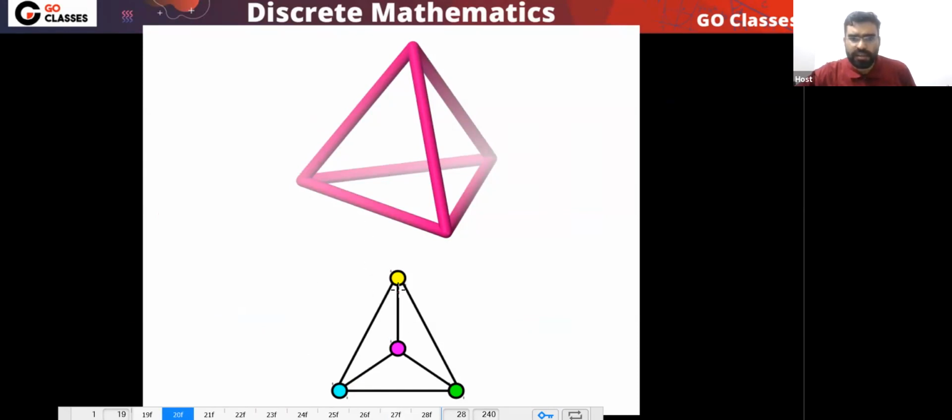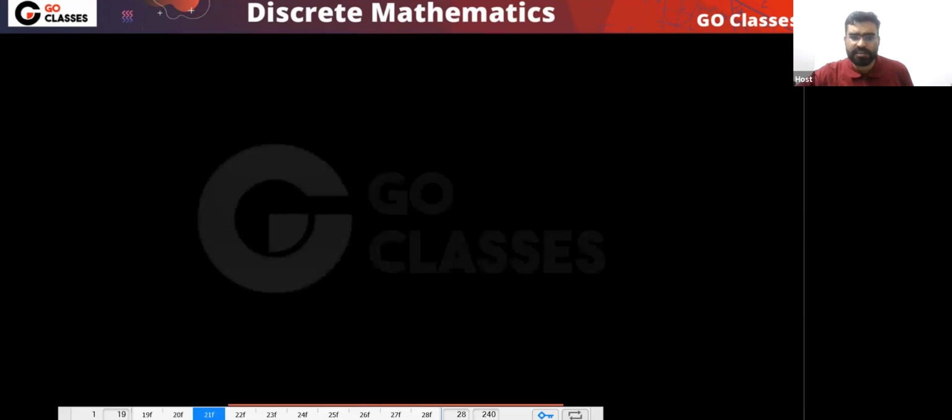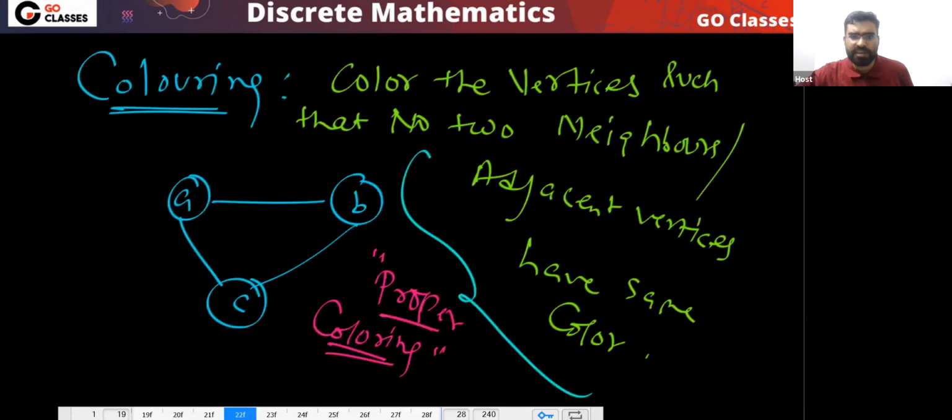Now you can notice here that adjacent vertices have different colors. Yes or no? For example, these two vertices are adjacent and they have different colors. These two vertices are adjacent, they have different colors. So adjacent vertices should get different colors. This is the definition. Is the definition clear to everyone?